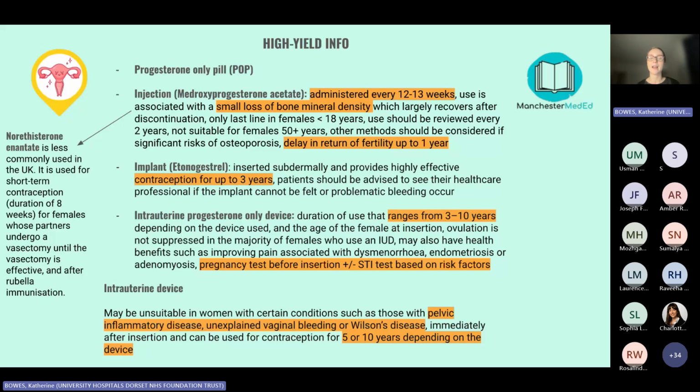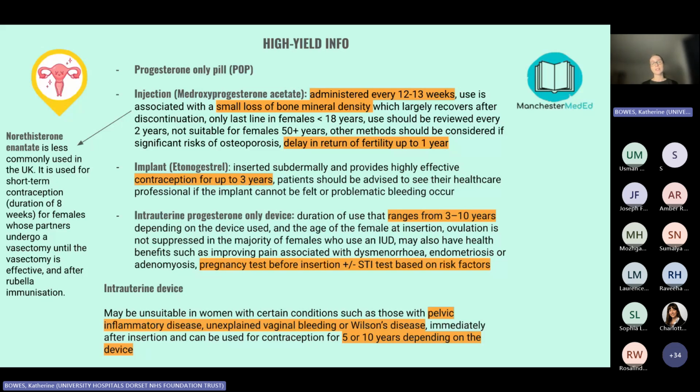And one thing I would say practically is that a patient must have had a pregnancy test before that's inserted. And depending on their risk factors, it might be appropriate to screen for STIs as well, because with any intrauterine system or device, one of the contraindications to giving that is going to be pelvic inflammatory disease.